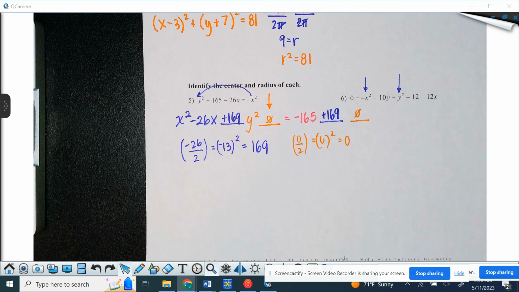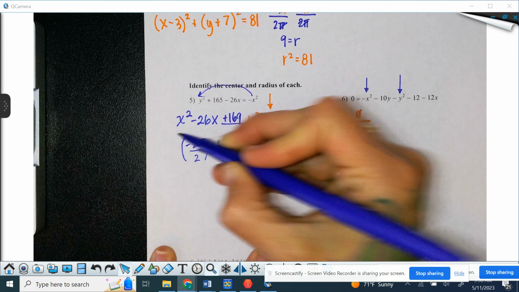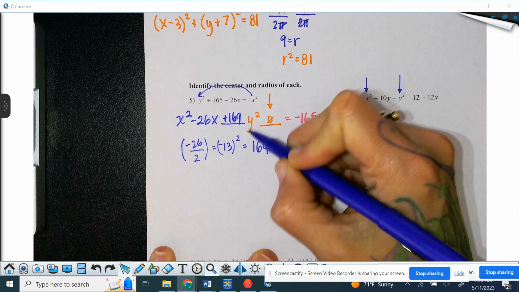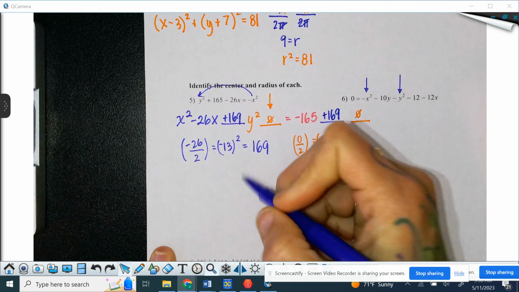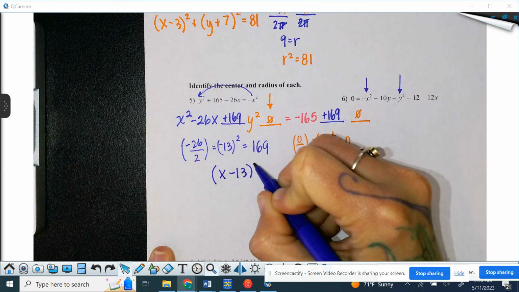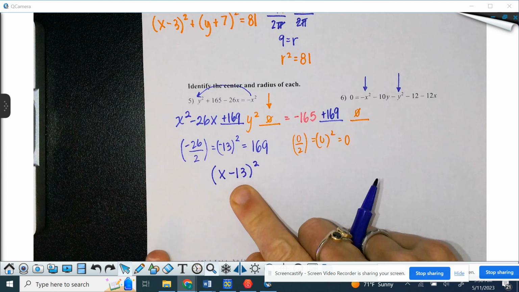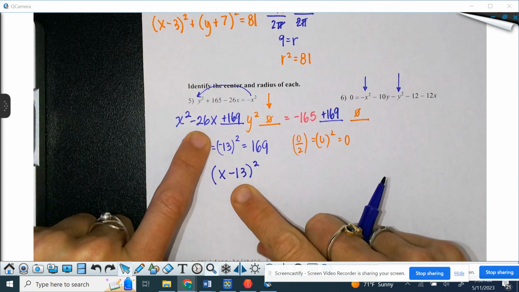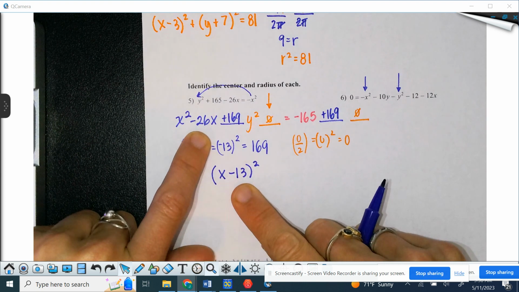We're going to now factor this first guy. I'm sorry, you do need to write the y squared, not the orange blanks or any of this orange bottom part. We factor it, so it's going to be x minus 13 squared, because a negative 13 plus a negative 13 gives us that negative 26. A negative 13 times a negative 13 gives us that positive 169.